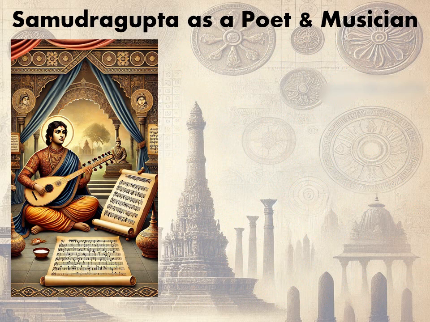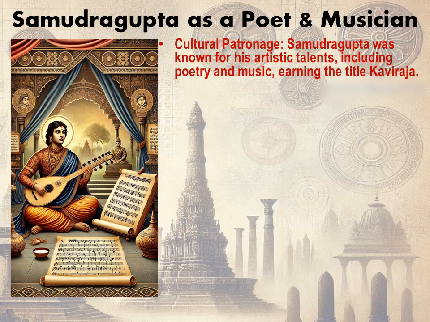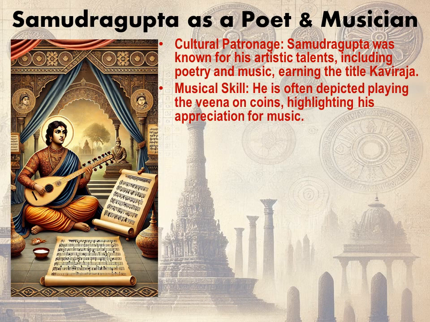Samudragupta as a poet and musician. So now we will delve into the personal qualities as mentioned in the different sources about Emperor Samudragupta. Samudragupta was known for his artistic talents, including poetry and music, earning the title Kaviraj. Kaviraj means king of poets. So Samudragupta is noted for his artistic talents, and that includes poetry and music, and thus he gained the title of Kaviraj. He is often depicted playing the veena on coins, highlighting his appreciation for music.